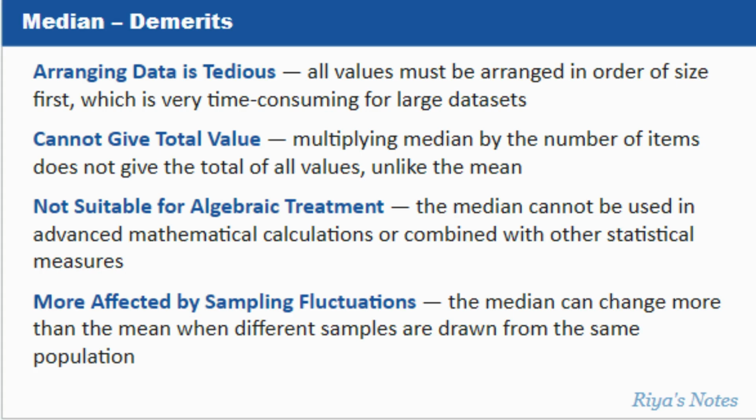Median demerits. Arranging data is tedious. All values must be arranged in order of size first, which is very time-consuming for large datasets. Cannot give total value: multiplying median by the number of items does not give the total of all values, unlike the mean. Not suitable for algebraic treatment: the median cannot be used in advanced mathematical calculations or combined with other statistical measures. More affected by sampling fluctuations: the median can change more than the mean when different samples are drawn from the same population.